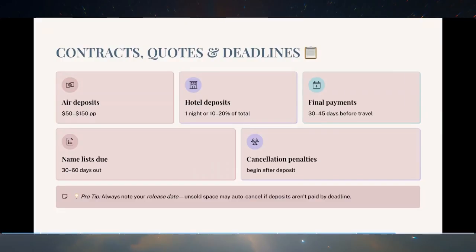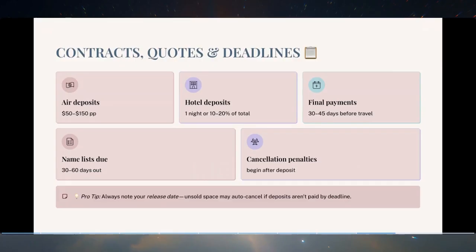Right? Name lists due. You need them all filled out within 30 to 60 days out. And then the cancellation penalties, please read the cancellation penalties because a lot of them will put it in there. And that's why we have Archer verify. Again, thank you, Archer. They'll put some weird cancellation penalties where they start docking people money. So you really, really need to read it because a lot of the time they begin after deposits. Fun fact. Pro tip, always note your release date.